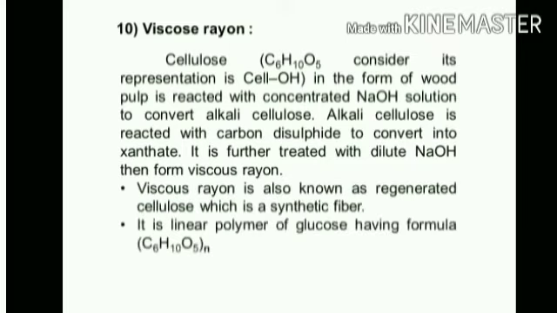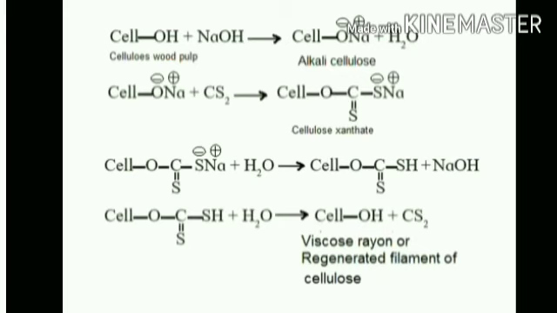Viscose rayon is also known as regenerated cellulose, which is a synthetic fiber. It is a linear polymer of glucose having formula (C6H10O5) n times. This is the reaction. First form alkali cellulose, then cellulose xanthate, then viscose rayon.